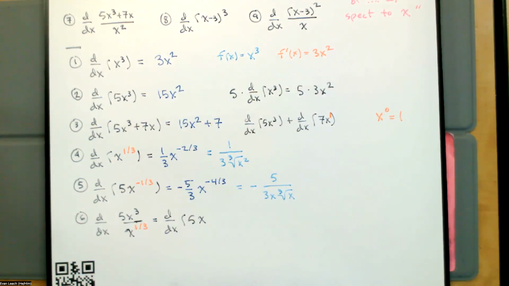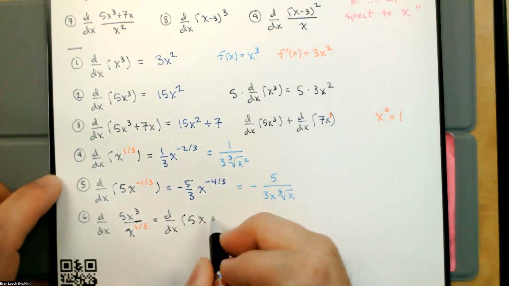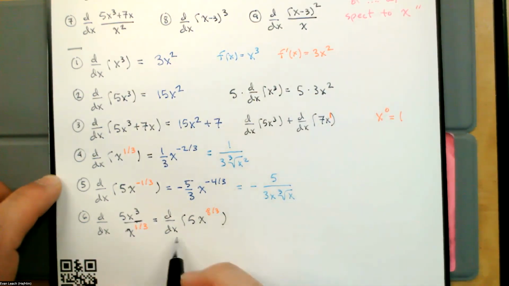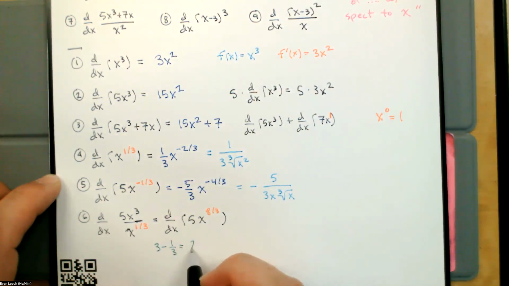So we have 3 is 9 over 3, and we'll subtract 1/3 from that, and we'll get 8 over 3. Sorry. 9 over 3 minus 1 over 3 is 8 over 3. So this will look like 5x to the 8/3. 3 minus 1/3 is 2 2/3. So this is going to be 5x to the 8/3. Notice that I just did exponent business. I didn't multiply by the exponent. I didn't do my derivative process. That's why I'm still writing d over dx. The subtraction is 3 minus 1/3 is 2 2/3, which is 8/3.